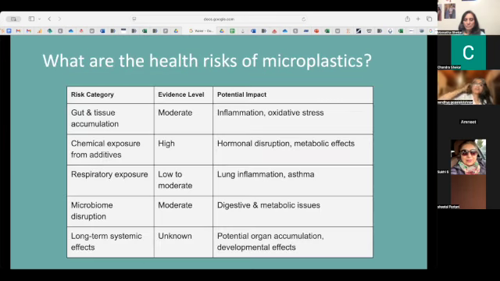Okay, so what are the actual health risks of microplastics? There are a few. These are all fairly modern contaminants, so we don't really know the long-term risks. But the studies to date show that you can have gut and tissue inflammation, because they accumulate in certain organs. So it can lead to inflammation.